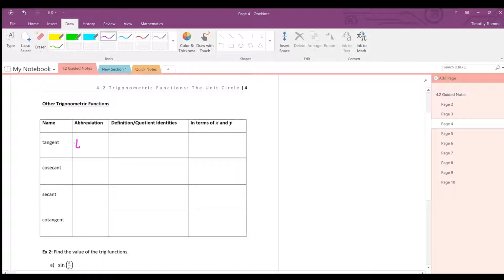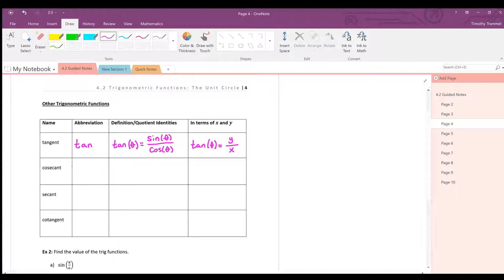Its abbreviation is TAN. The way that we're going to define this is, if we were to take tangent of some angle, it is equivalent to sine of that same angle over cosine of that angle. Or if we wanted to write it a different way, if we're thinking about our unit circle, sine of theta is y and cosine theta is x.